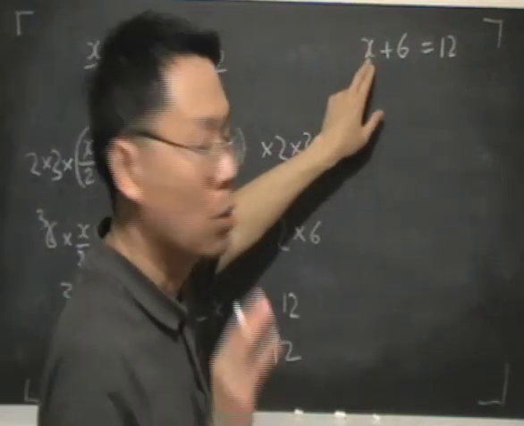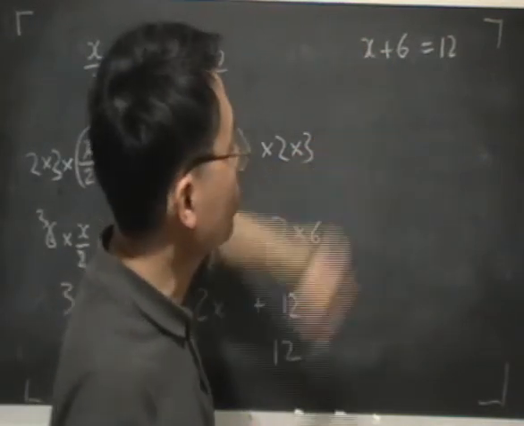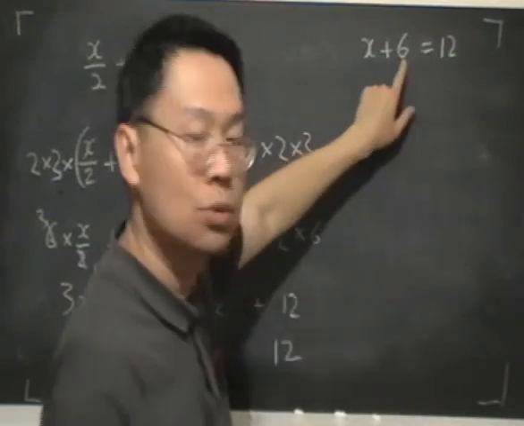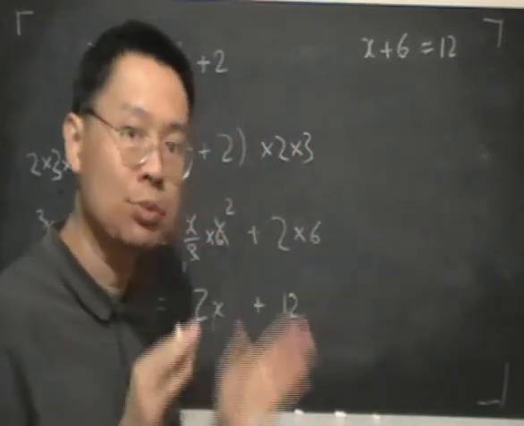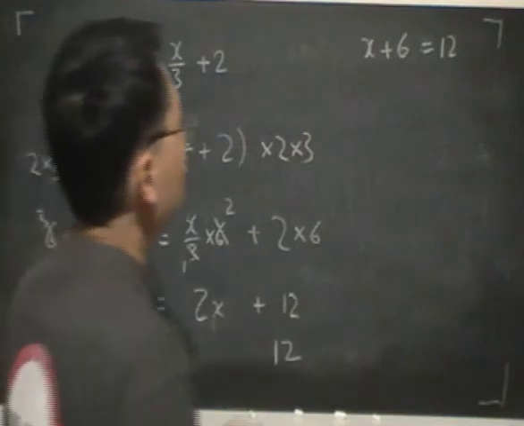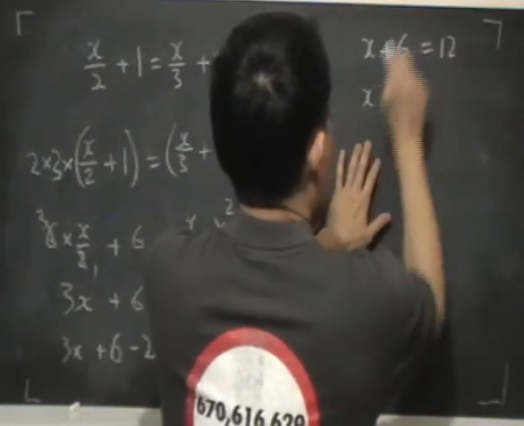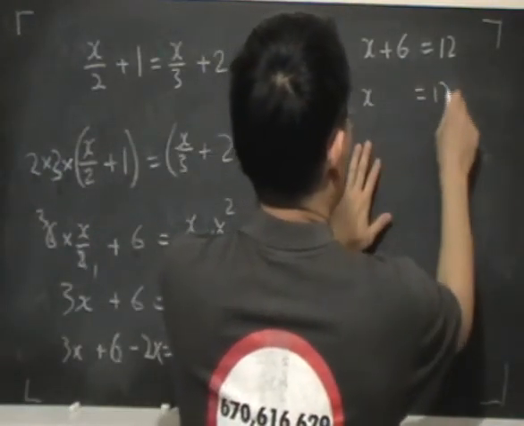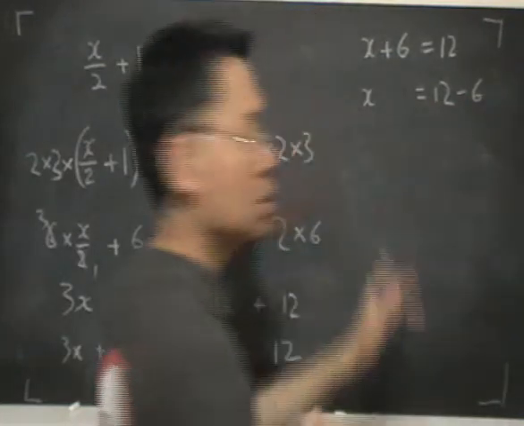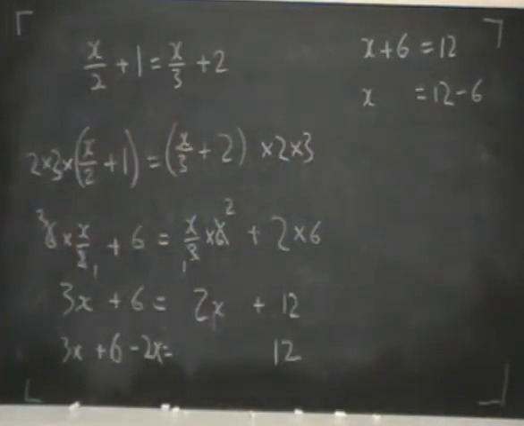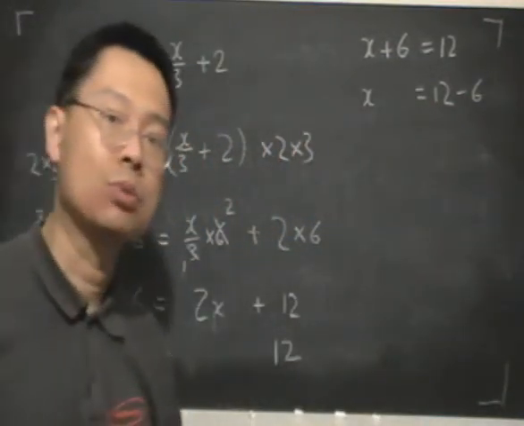Alright, we want to have just x on one side. So to get rid of the 6, we subtract 6 from both sides. Left side minus 6 and the right side minus 6. That's what we get. So the answer is 12 minus 6, which is 6.